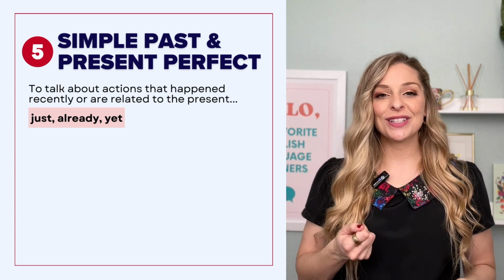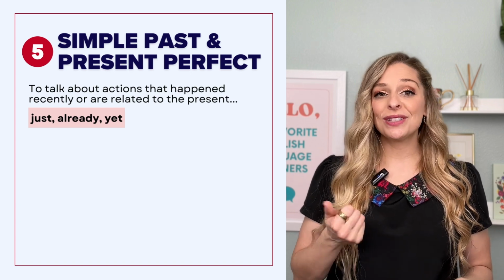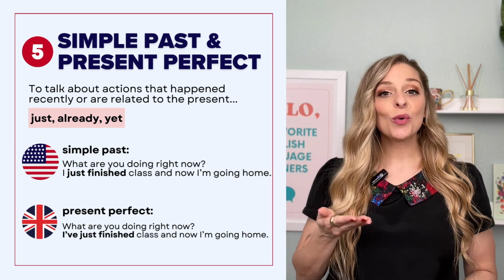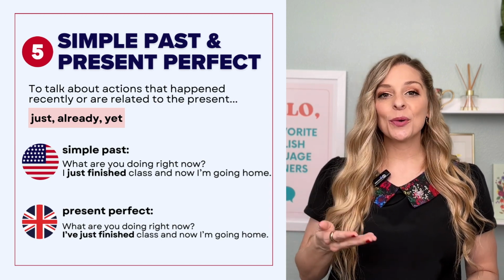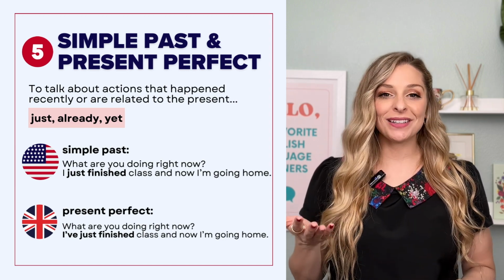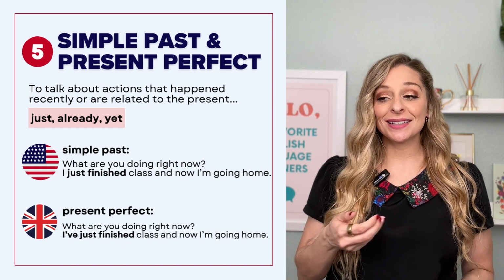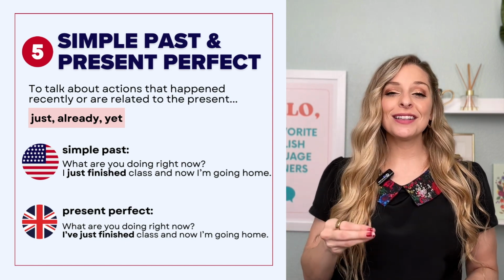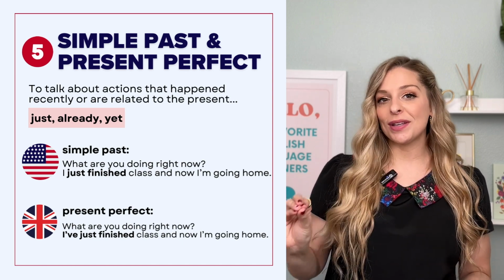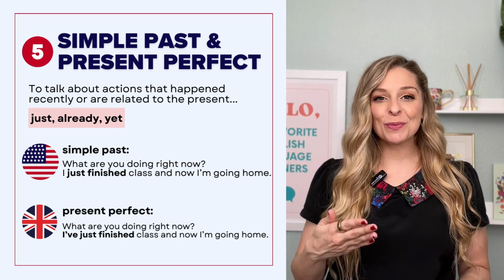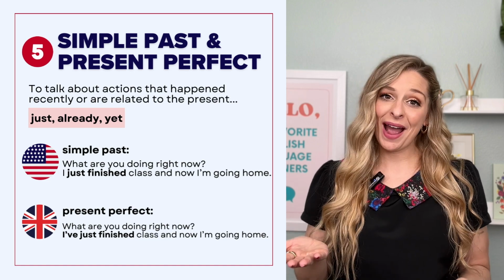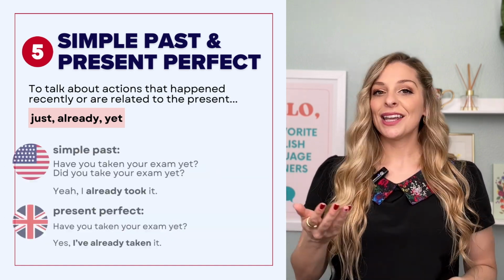And you will see this difference in sentences with the adverbs just, already, and yet. So for example, if someone asks me, "What are you doing right now?" I might say, "Oh, I just finished class and now I'm going home." Now, according to the British English explanation of this rule, since the person is asking what you're doing right now, the fact that you have just finished your class is related to the present, even though it's in the past. But for me, this explanation was so confusing because in American English, I would simply use the simple past and say, "I just finished."